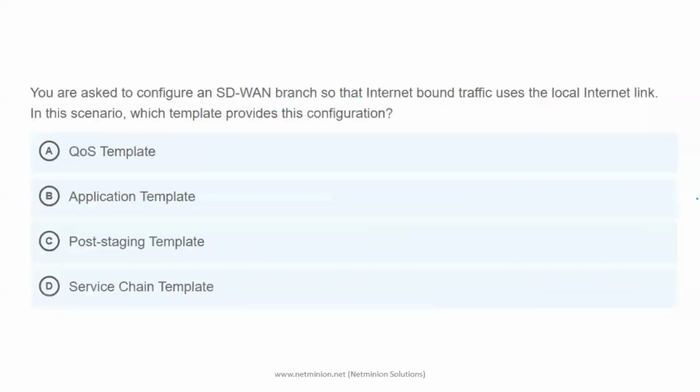Let's go ahead. You are asked to configure the SD-WAN branch so that internet bound traffic uses the local internet. Which template provides the configuration? QoS, no. Application, no. Post staging, I hope yes. In the same one, we configure the DIA stuff, remember? So I will go for C.